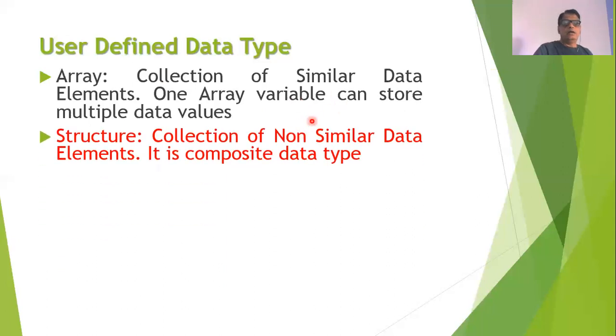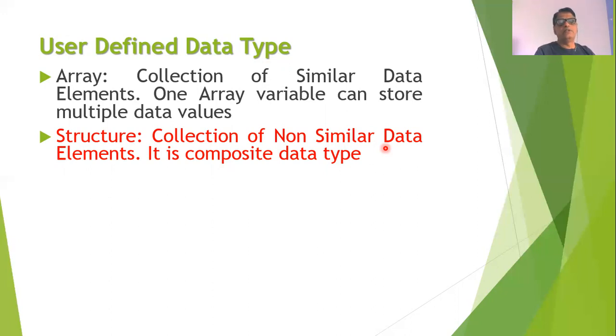There is another user-defined data type, and that is called a structure. Now, a structure means a collection of non-similar data elements. That is, data elements which are not homogeneous, which are non-homogeneous. Say, for example, one data element is the name, another data element is the number, the third data element is the fractional number. Now, when you have such a type of record with you, then that data can be dealt with by a user-defined data type called a structure.